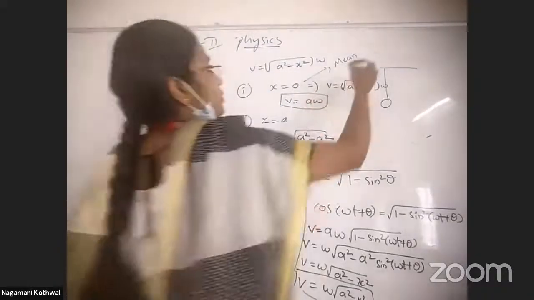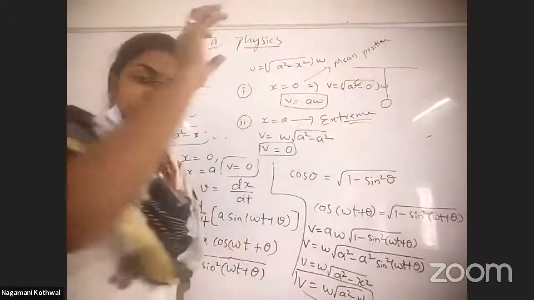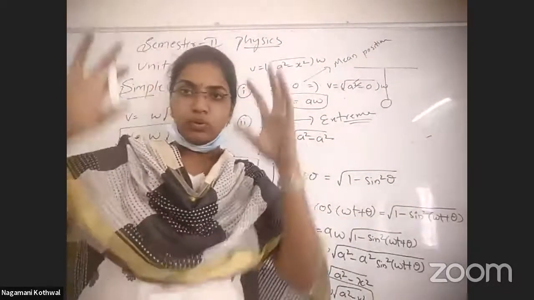Clear? This is the mean position. Mean means middle, mark at x equal to 0. Mean position. This is an extreme. Extreme means completely final.